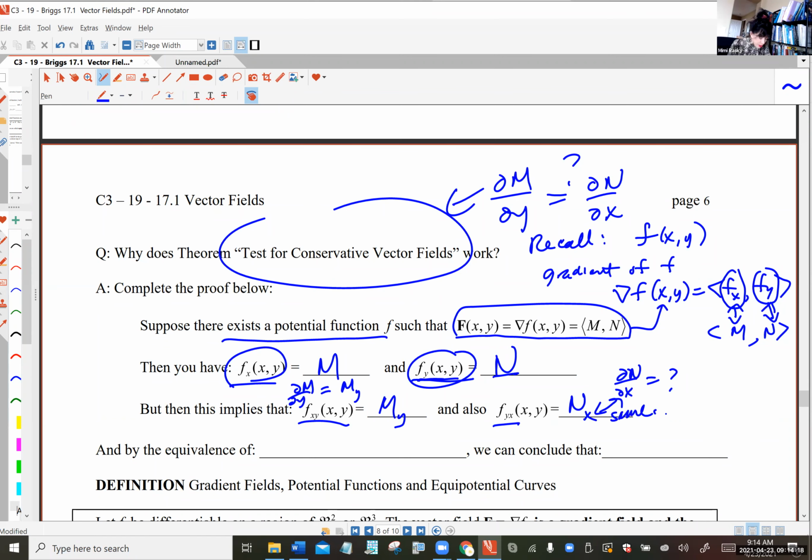Now what are we saying? Well, by the equivalence of mixed partials, remember fxy is the same as fyx. You can conclude that dm dy, or my, is the same as dn dx when you have a gradient on your hands. And that's why any conservative vector field that you're looking at is really somebody's gradient. That's how you can conclude it. That's a little mini proof for you.